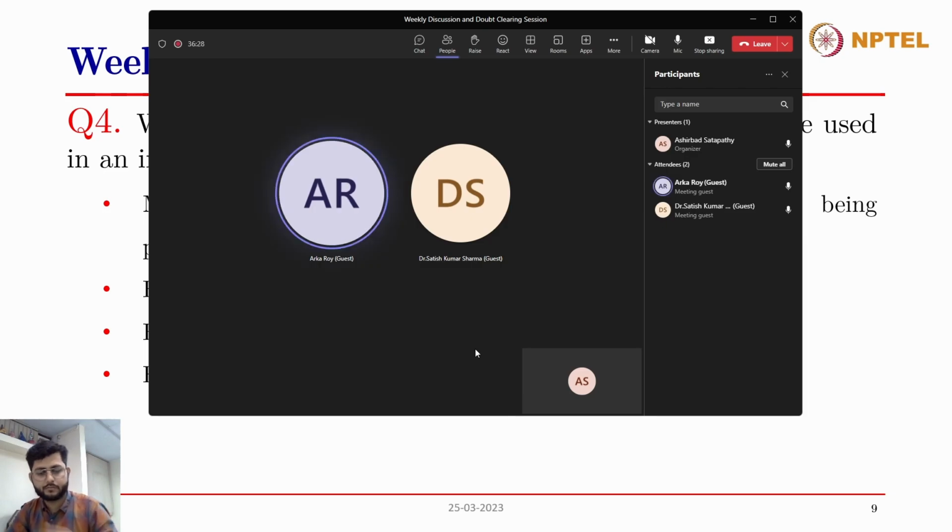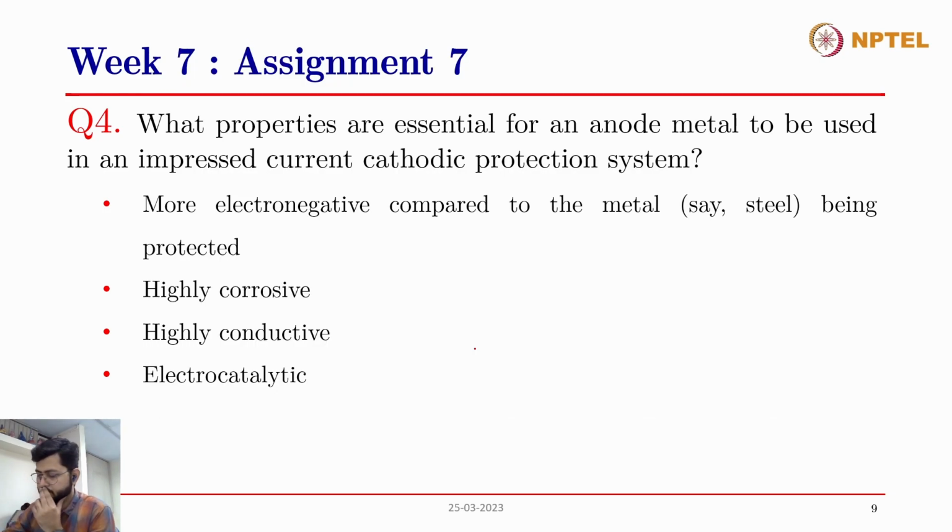Sir, the first option, more electronegative: if the anode is more electronegative compared to the metal, it will tend to draw electrons from the system towards itself, so it won't be the right one. Then it should not be highly corrosive, because then it won't be able to meet the demand of electrons to the system which we are intending to protect. The anode should be highly conductive and electrocatalytic. Right. Thank you. Very good, doctor. These two are the correct options actually.